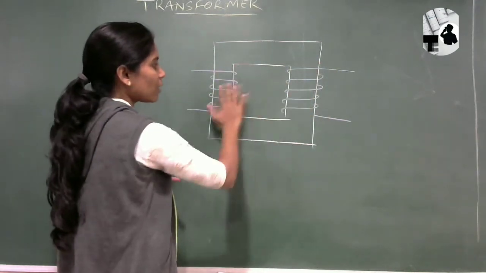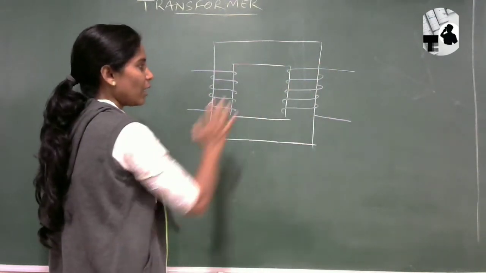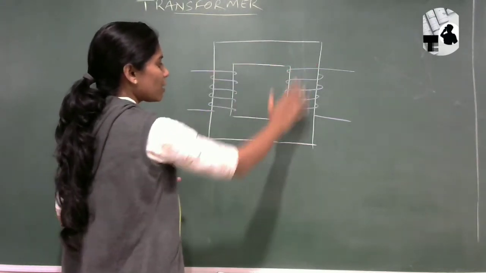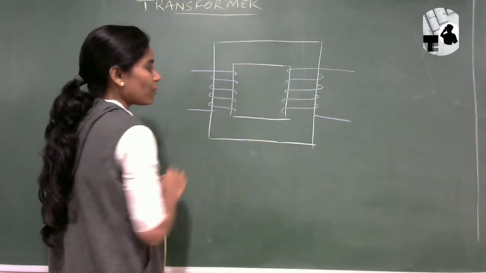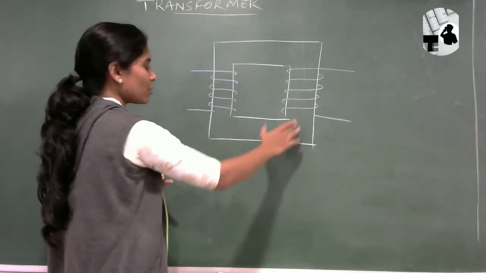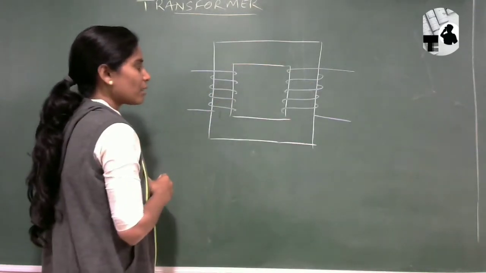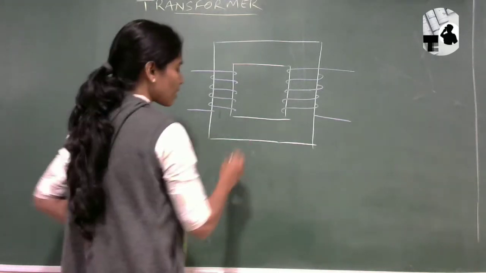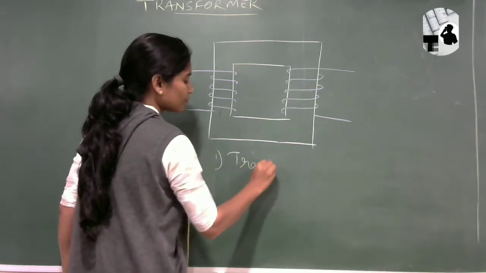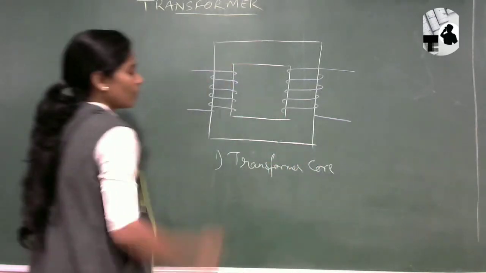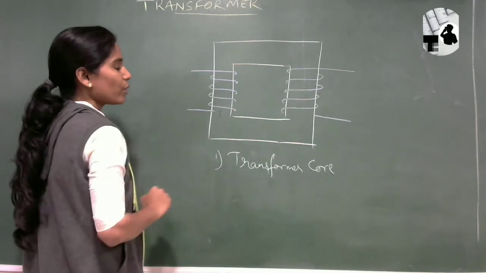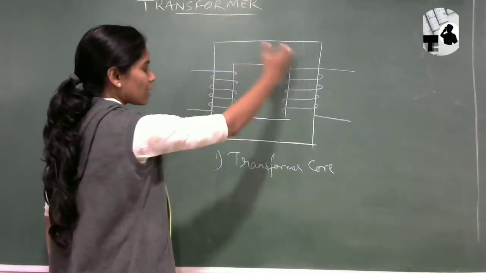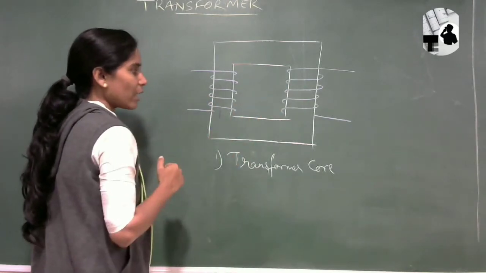And here we can see that there is no direct electrical contact, and the contact is through the magnetic medium. For that we have connected one iron core, that is called the transformer core. These are the different terminologies we can use here. The first terminology is the transformer core, which we are going to use for the magnetic effect. Through this magnetic medium only we are going to have the energy transformation.